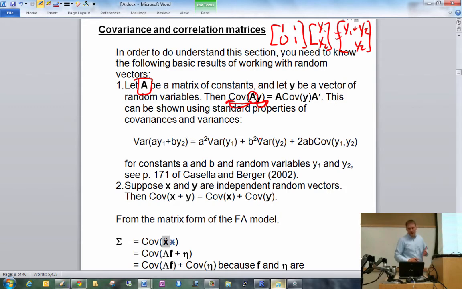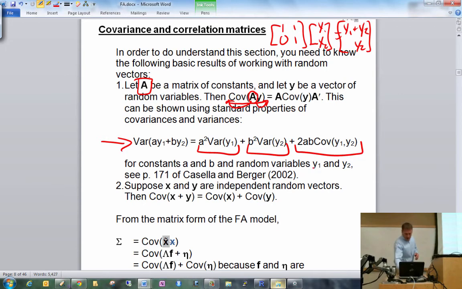But just to give you a little bit of background, where this result comes from, and you might have seen this in a Stat 801 course, at least I introduced it in my Stat 801 course, is the following. Let's say you want to find the variance of a constant a times a random variable y1 plus a constant b times a random variable y2. What ends up happening is that you get a squared times the variance of y1, plus b squared times the variance of y2, plus 2 times ab times the covariance of y1, y2.